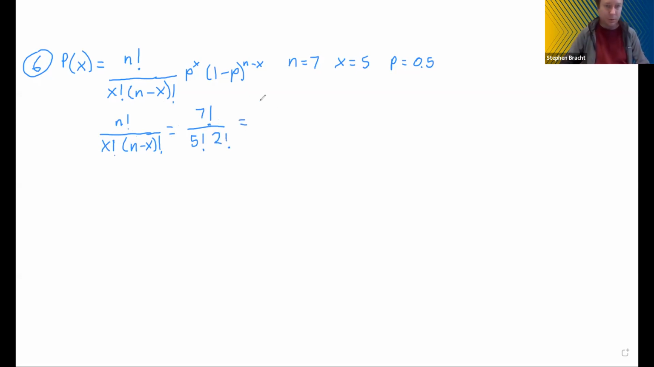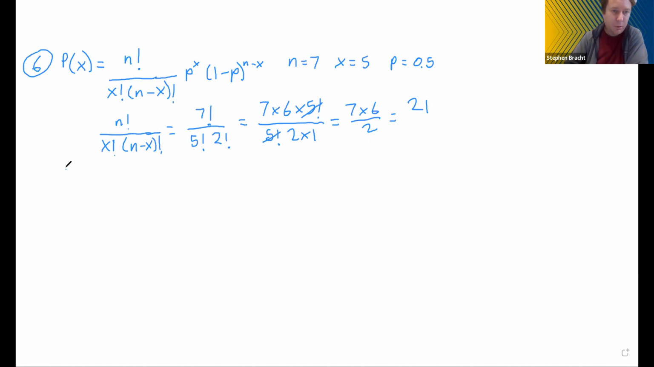This is equal to 7 times 6. I'm going to just simplify this down part of the way, like this, divided by 5 factorial. 2 factorial is 2 times 1. So now I can cancel the 5 factorial here with the 5 factorial here. This just ends up being 7 times 6 over 2, which equals 21. Okay.